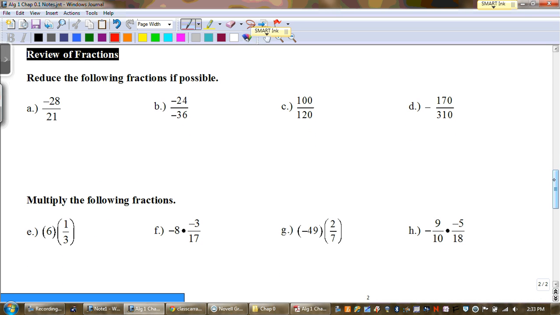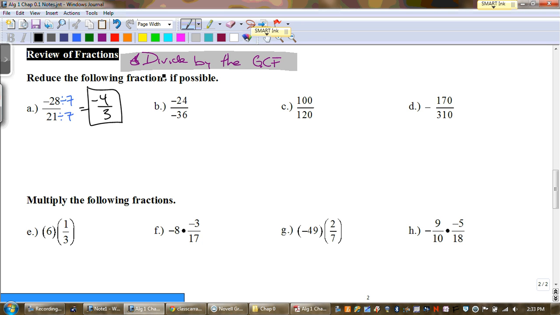All right, let's flip it over. Reduce the following fractions if possible. Okay? So when we do this, we need to make sure that we divide by the GCF, okay? By the greatest common factor. What's the biggest number that goes into both 28 and 21? It's 7. And when you get that done, it's going to be 4 over 3, and we have one negative, so it stays negative.